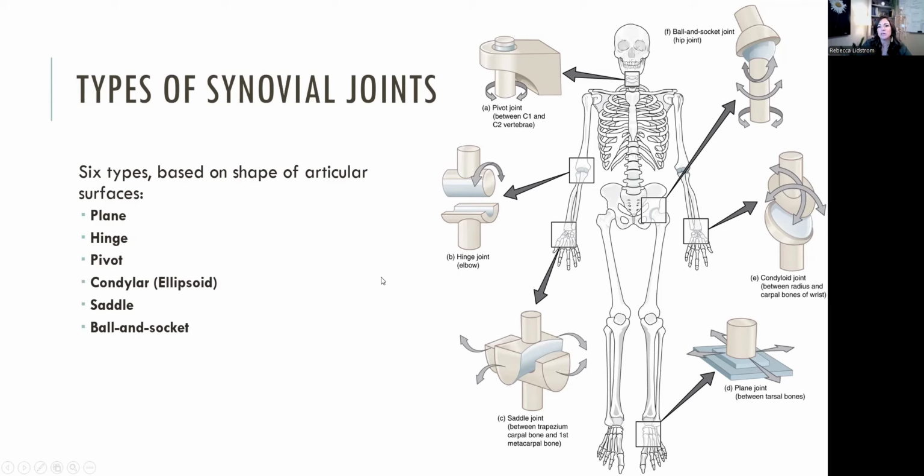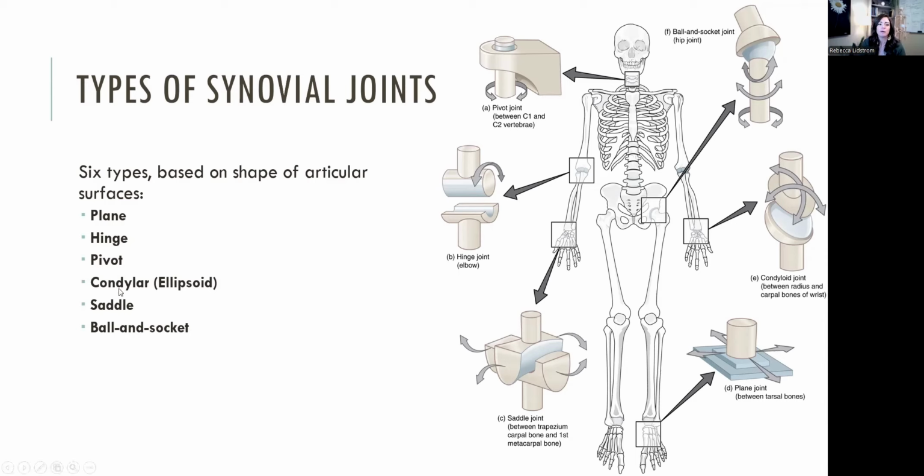A pivot joint, so between C1 and C2, which gives us the no motion. So the act of rotation of our neck, of our C1 on C2. So if we look at the little dens that sits up on our C2, and the opening of the atlas, or the C1 on top of the axis, creates that rotation or that pivot, and that gives us the action of shaking our head no.